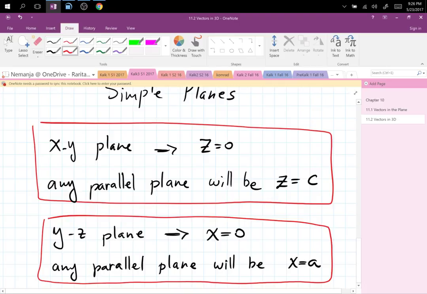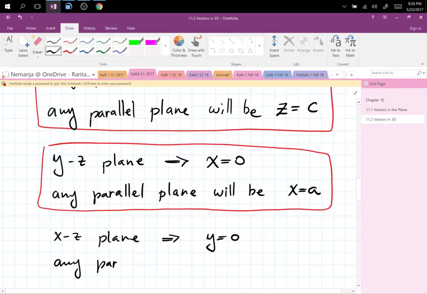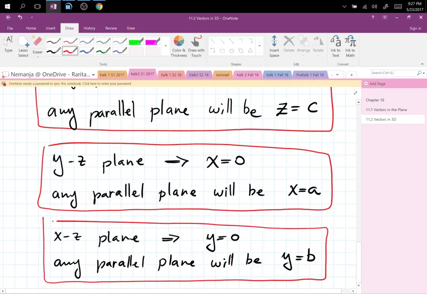And at the end, xz plane will be denoted as y equals 0. Any parallel plane will be y equals, let's say, b. You can use any letters you want, I don't care. There we go. So those are the simplest planes.